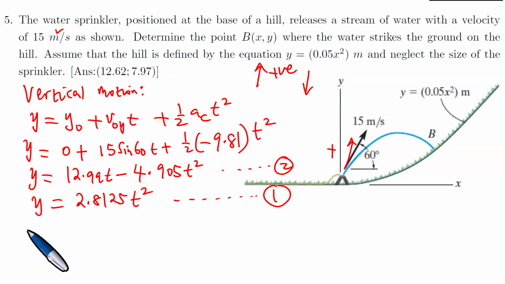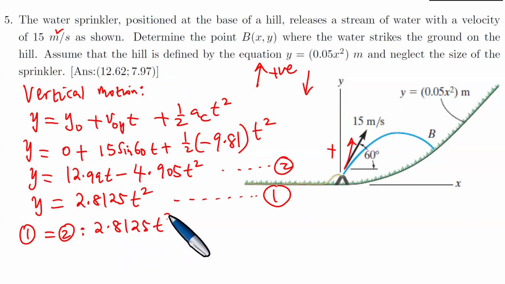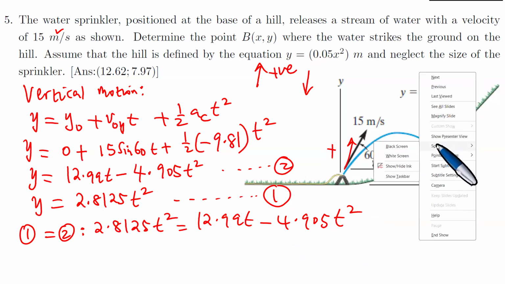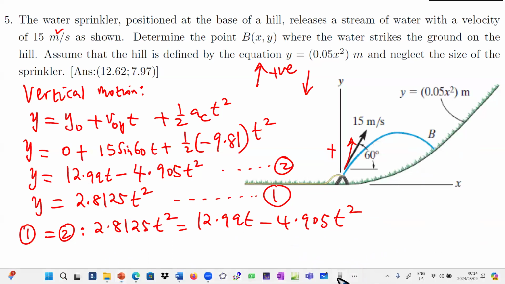Now if they're equal, so equation 1 equals equation 2: 2.8125 t squared equals 12.99 t minus 4.905 t squared. Now you add everything up, because these two are like terms, so you're going to add them up.